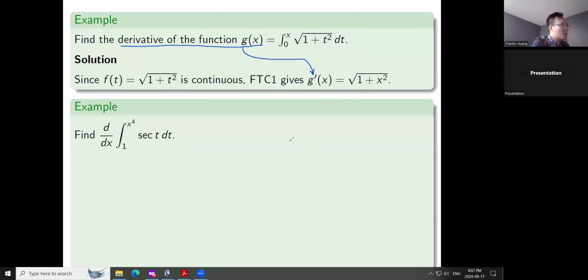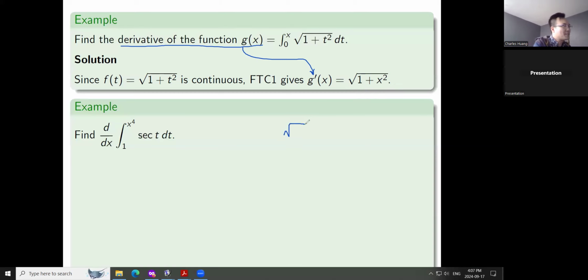Then what we're going to do is realize this. Here I have a function. I'm going to integrate it, and then I'm going to find the derivative. Well, if I integrate and then I find the derivative, it's going to go back to the original function.